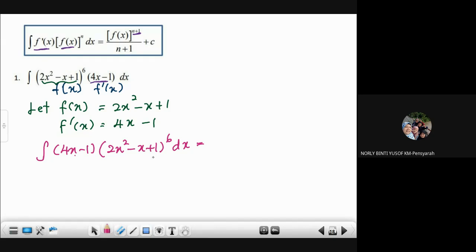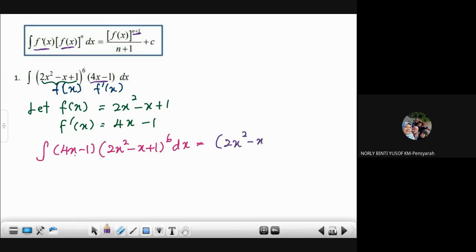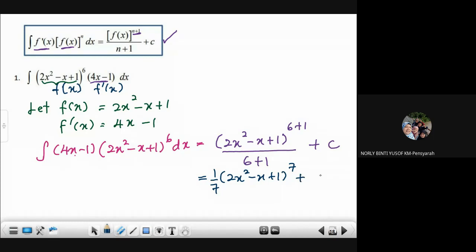So function power rule dia akan ambil 2x kuasa 2 tolak x plus 1 then 6 plus 1 over 6 plus 1 plus c. Using this formula for the third formula. So you akan dapat 2x kuasa 2 tolak x plus 1 power of 7. Okay, divided by 7 or you nak separate pun boleh as 1 over 7 plus c. So that's your final answer. Dengan syarat betul dia punya f prime. Kalau tak adjust lah nanti. Sekarang ni sama.